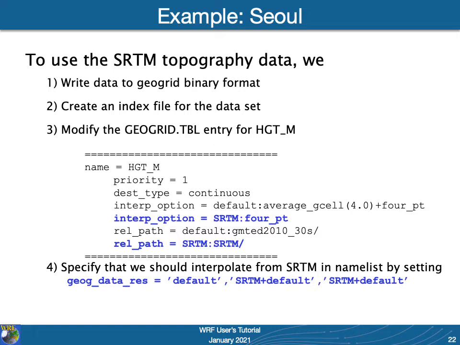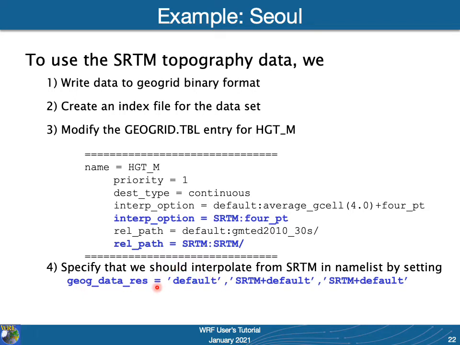This is called HGTM. In this case, we just need to add a new path to our SRTM topography data, as well as an interpolation option, which we've just taken as a 4-point bilinear interpolation. The last thing that we need to do in order to tell the geogrid program to use SRTM topography data rather than the default topography data is to specify in our namelist.wps file the following for the geog_data_res namelist variable.